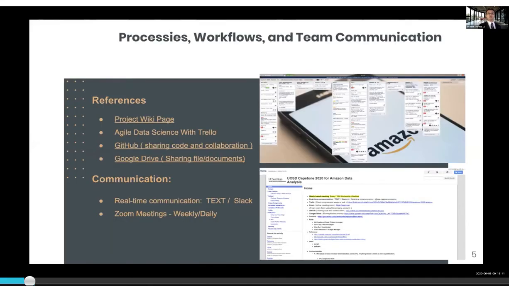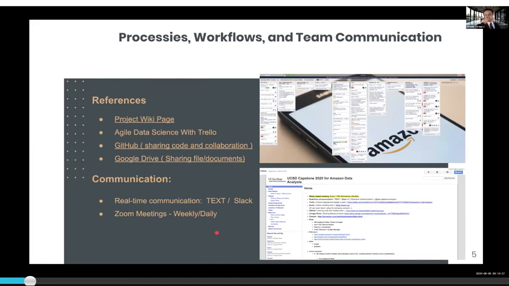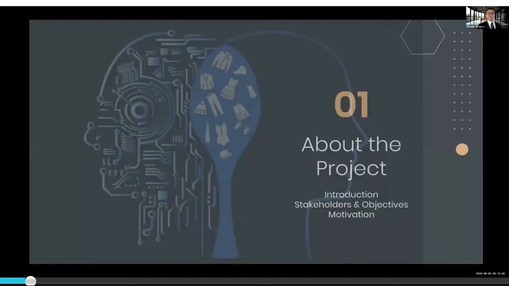Okay, how do we work together? Most likely, we use an Azure-based working process using Trello. You can see that here, and we also use a wiki page using Google. And also we have a daily and a weekly meeting, and so maybe our team members got a lot of stress from me. Okay, now let's talk about our project.